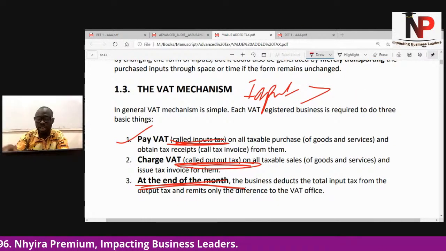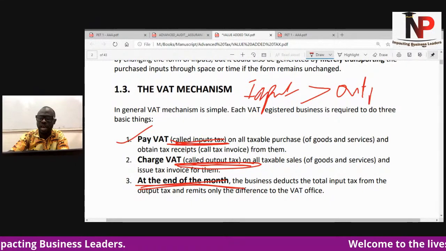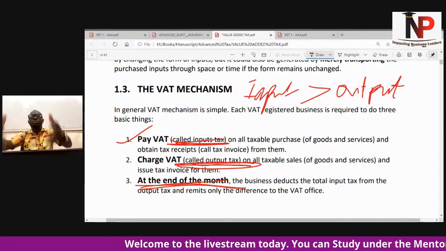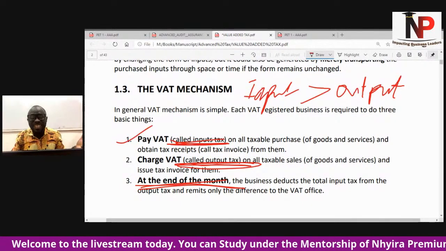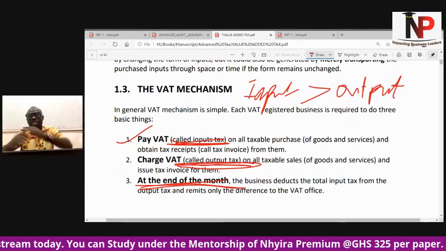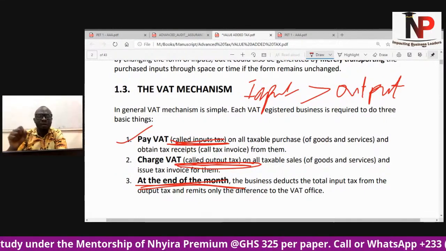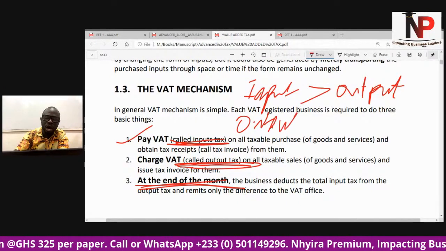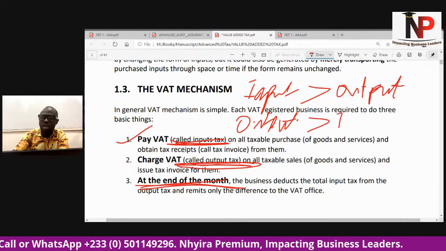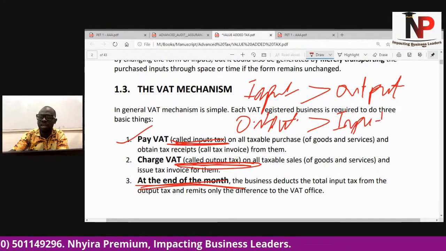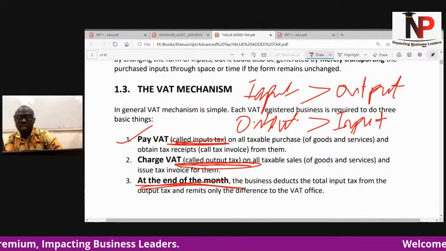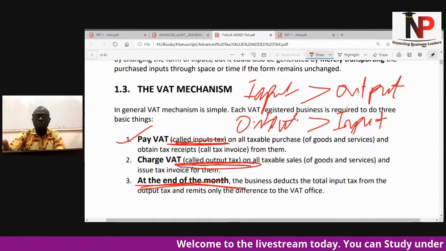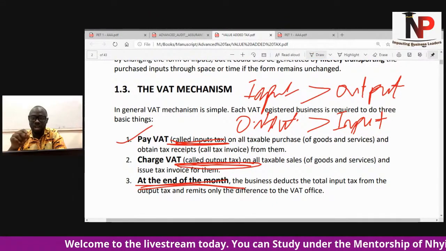If your input is greater than your output, meaning you paid more than you received, the tax authority is supposed to remit you. But as you know, always, the tax authority is not going to be remitting you, only that we're going to be carrying it forward. However, if your output VAT is greater, meaning that you collected more than you actually paid, then the balancing figure or the difference will be remitted to the revenue authority. So that is what we mentioned about the mechanism of VAT.